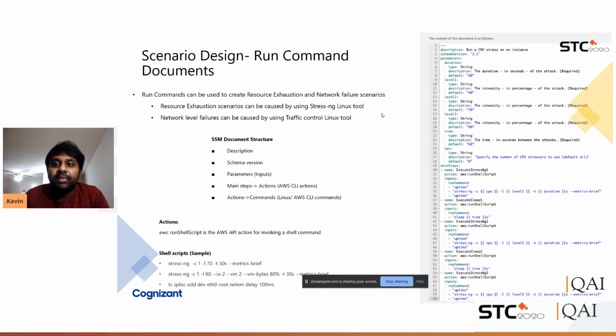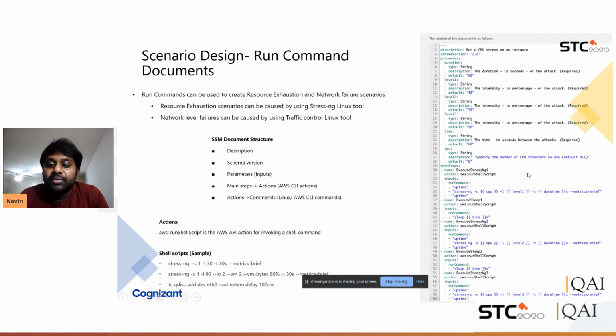So these things we need to define in the parameters section, and in the main steps section, I'm executing the AWS API for running a shell script. Inside that, I'm giving the run command, which is again a simple Linux command for executing the stress-ng command. It would be stress-ng -c -l -t, which means the stress-ng component would be invoked for the number of cores, and the load level would be the input I'm giving for the intensity of the CPU attack, and for the particular duration the attack would be injected into the particular EC2 instance.